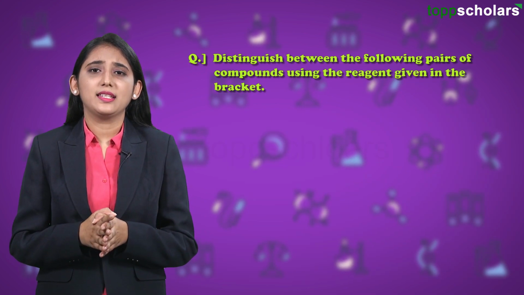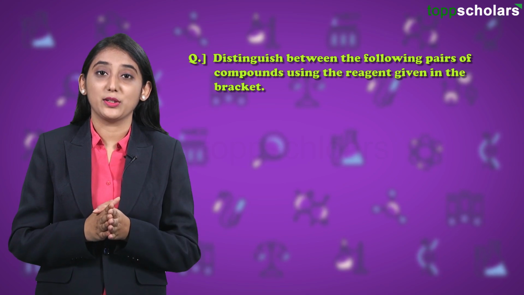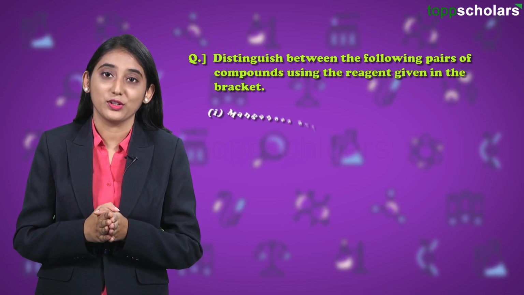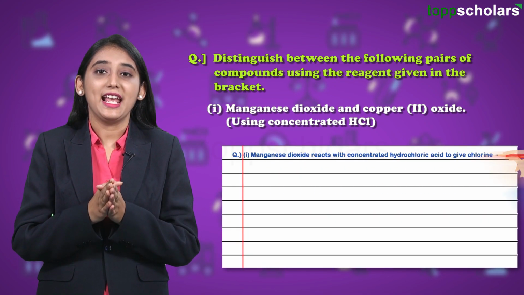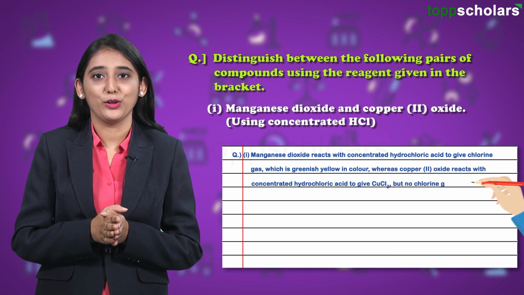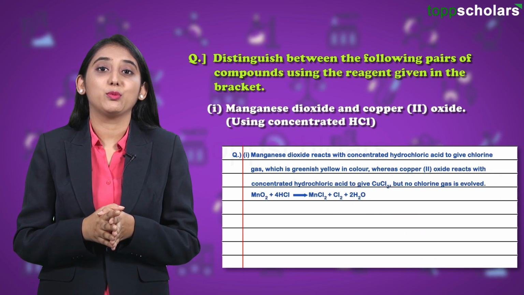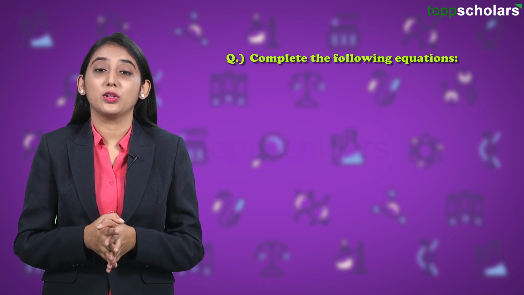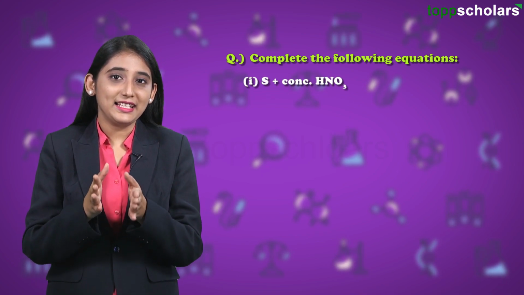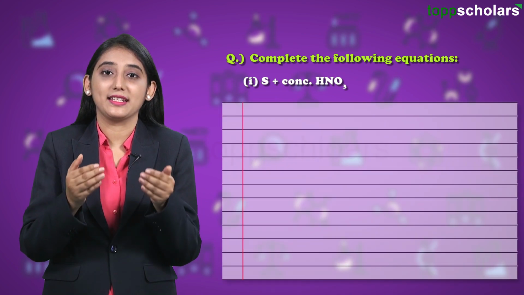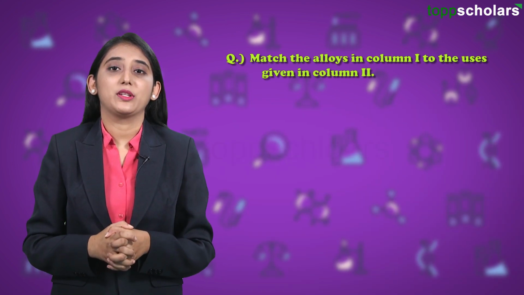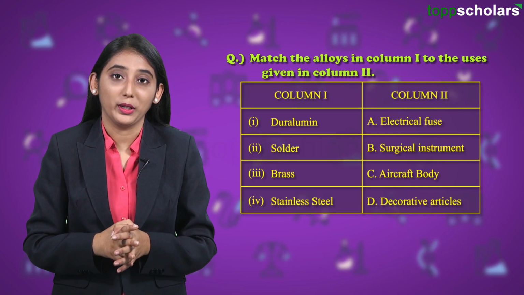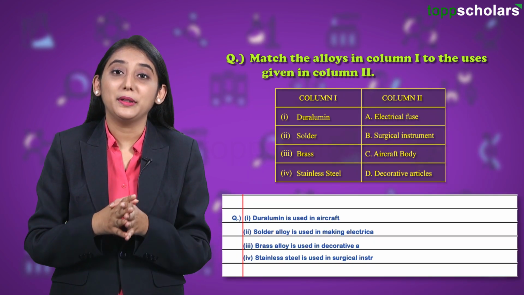The next type of questions that can appear in section 2 are questions based on distinguishing compounds using a reagent. In this type of question, you need to first write down the distinguishing reaction in words and then write down the balanced chemical equation. For example, when compound A reacts with the reagent, it gives you a distinctive product. The next type of questions are based on complete the following reaction. In this type of questions, you need to write down the reactants again, followed by the products that are formed in the reaction. The next type of questions are based on match the following. In this type, you need to write down the complete statement.